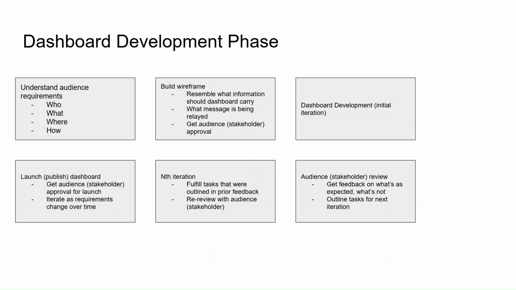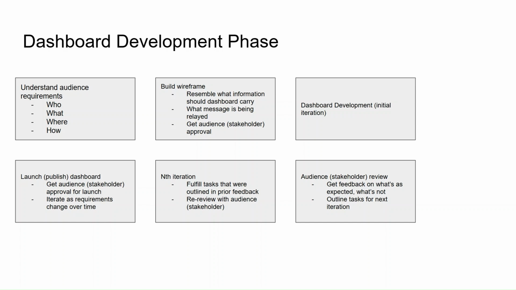Once this phase is complete, we'll now actually move into the dashboard development phase, also known as the initial iteration, where you'll first go and actually develop the dashboard for the first time. And then in the next phase, let's move downwards instead of moving to the left. We'll look at the audience or stakeholder review. And through this phase, we'll get feedback on what's as expected, what's not. And through the feedback that you solicit from your first iteration, you can also outline tasks which you will take on for the next iteration to improve the dashboard.